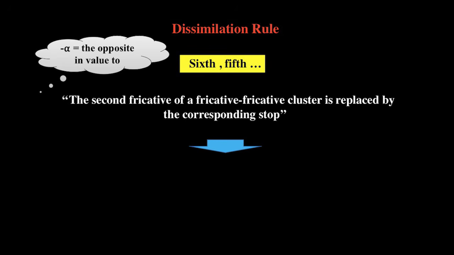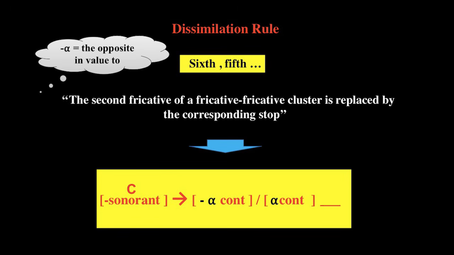So we write a consonant which is minus sonorant becomes minus alpha continuant when it is preceded by alpha continuant. In other words, a minus sonorant consonant takes the opposite feature of the preceding consonant in terms of its continuity. So it becomes minus alpha continuant if it is preceded by an alpha continuant sound. In other words, there is no agreement here, but it is actually the opposite.